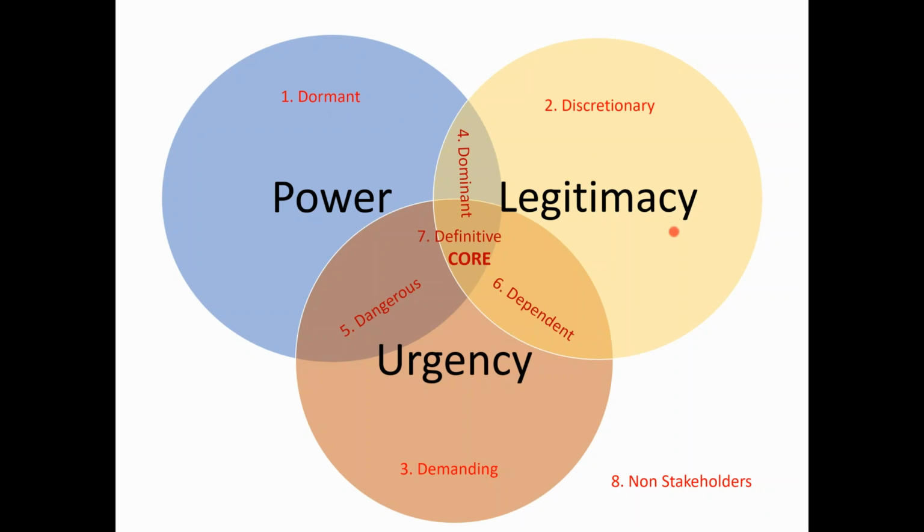Now let's talk about legitimacy. If a stakeholder does have legitimacy but doesn't have any power or urgency, this is called a discretionary stakeholder. So I am defining a new description, a new definition for the grouping from the salience model. Another stakeholder who has urgency but no power and no legitimacy is called a demanding stakeholder.